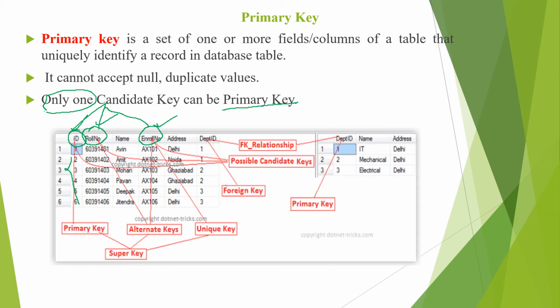Roll number is also there, we have a roll number for all the students, and we also have all the values for the enroll number. Therefore roll number, ID, and enroll number, these three are the candidate keys. Only one attribute can be a primary key in this table. Therefore here we have made ID the primary key attribute in this particular table.